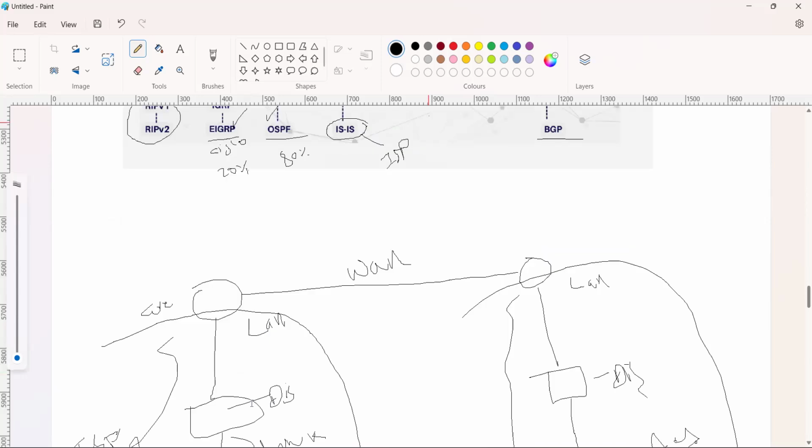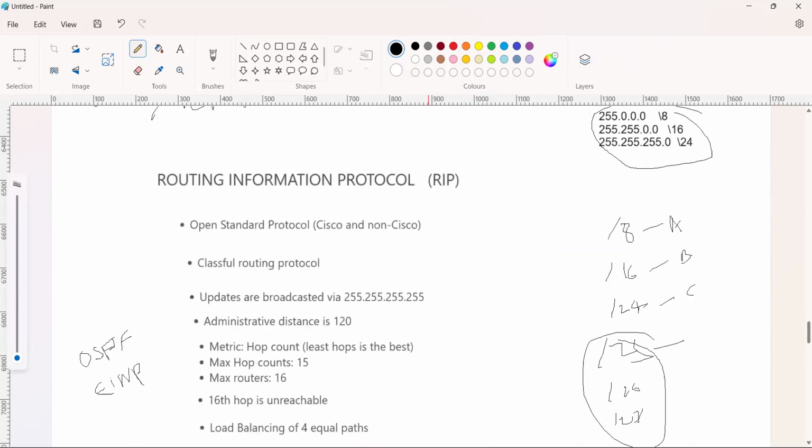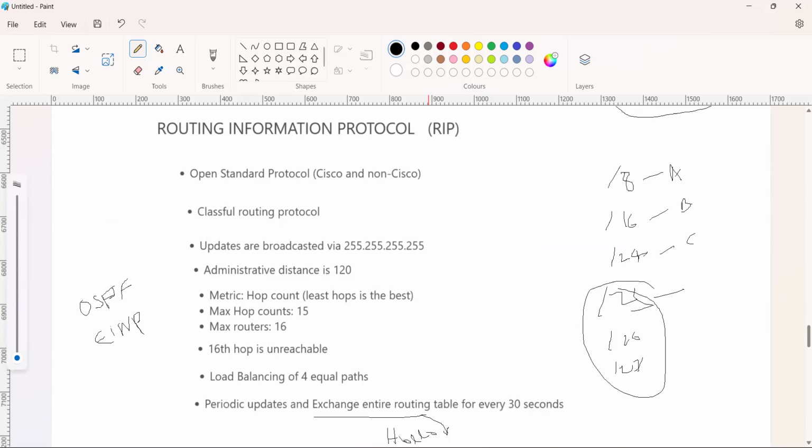This is all about the RIP protocol. If you have any questions, ask me. We'll move to the lab. We'll configure the lab. What is the difference between version 1 and 2, sir?